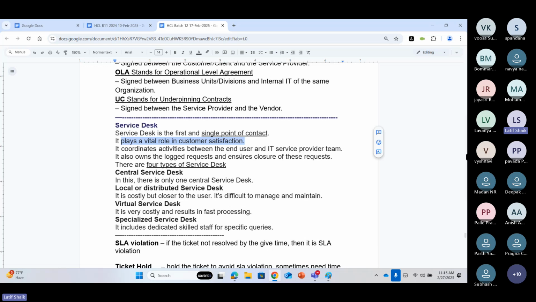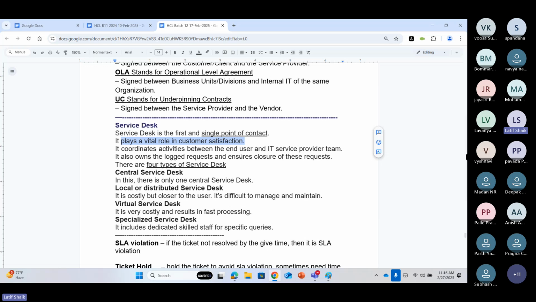So that's why it is the customer. When I got an issue and it is resolved, that's my satisfaction. It coordinates activities between the end user and the IT service provider team. It coordinates activities, communication, issue resolving, all between the end user, meaning the client or customer, and the IT service provider, meaning the organization providing the services, the technical team.